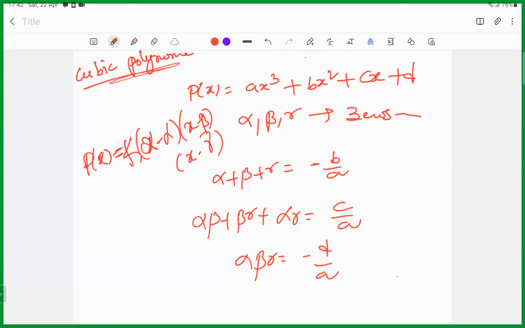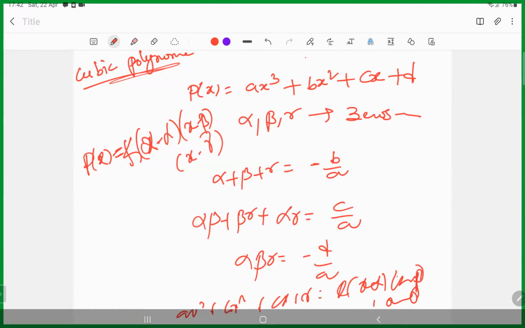This is for cubic polynomial. That's quadratic. Okay, sir. I got confused, sir. Sorry. So just for the proof, what you need to do is you need to equate x cube plus bx square plus cx plus d equal to k into x minus alpha, x minus beta, x minus gamma, and then you need to find out the relation. Okay, sir.